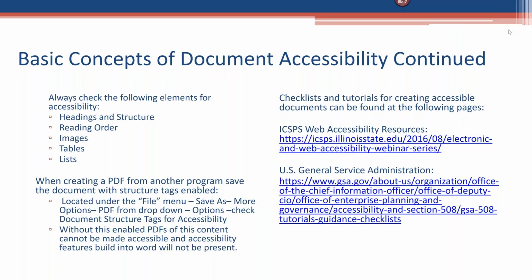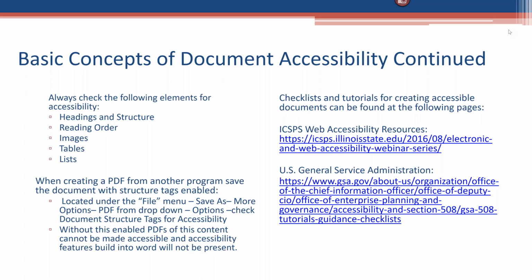If you're creating a document that's going to be posted online, you should always check that the following elements have been made accessible. 1, the headings and structure. 2, reading order. 3, images. 4, tables. And 5, lists. Sometimes these aren't as easy as they look.